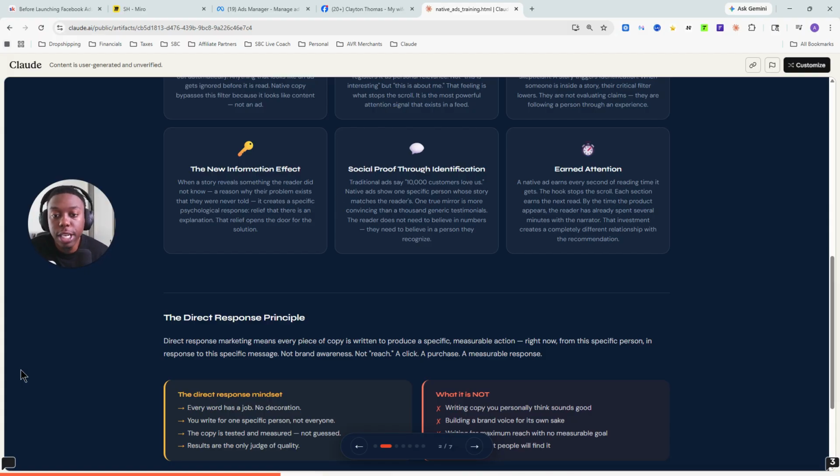So social proof through identification. Traditional ads say 10,000 customers love us. Native ads show one specific person whose story matches the reader's. One true mirror is more convincing than 1,000 generic testimonials. The reader does not need to believe in numbers. They need to believe in a person they recognize.